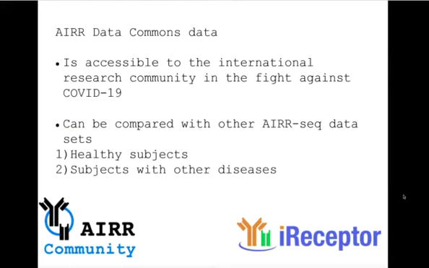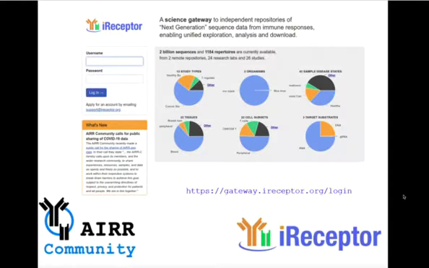Not only that, but because the data is part of the AIRR Data Commons, it will be possible for researchers to compare this data with other AIRR-seq datasets from both healthy subjects as well as data from subjects with other diseases, through searching and federating the data using the AIRR-seq scientific gateway. Sharing these data will be critical for developing diagnostics as well as therapeutics against cancer, infectious, and autoimmune diseases.